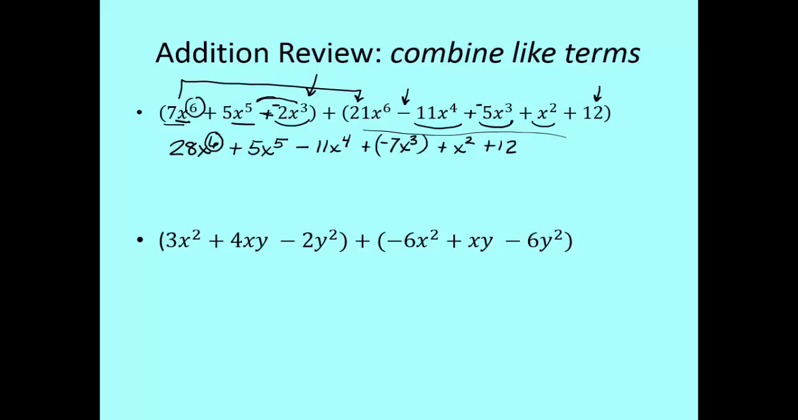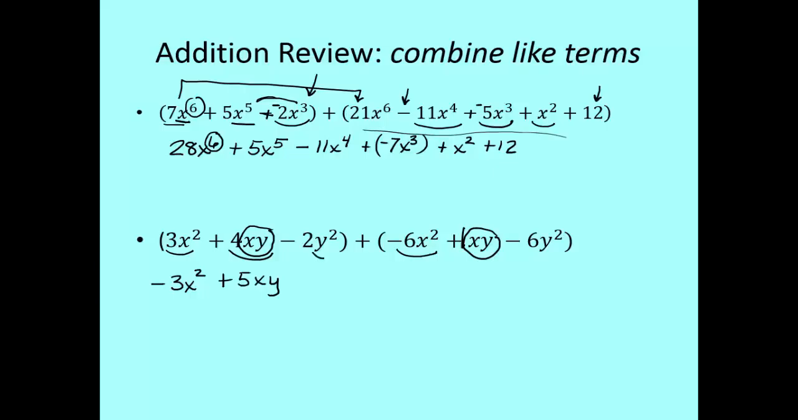Let's try the second example. So we've got 3x squared and minus 6x squared. 3 minus 6, that's negative 3x squared. And here we have something unusual. So look at this. We have to match that variable exactly. Here it is. Now when there's no number in front, that's like a 1. So I have 4 plus 1 is 5xy.